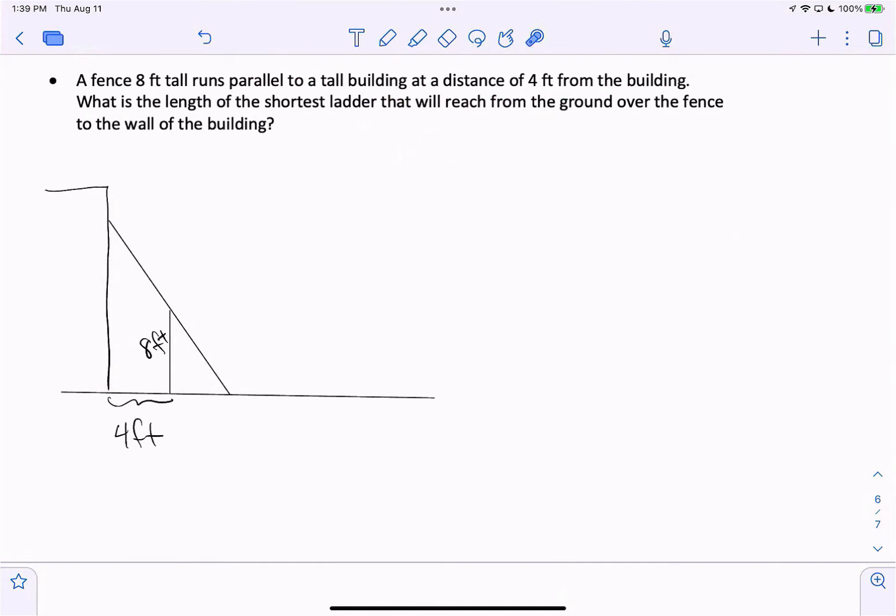I'll give you a big hint. This is a big old triangle, and this is a little triangle. So I want you to label things, optimize, see what you can do, come back when you're done.